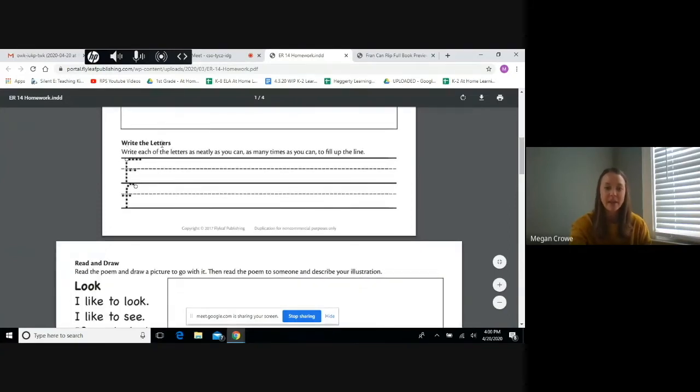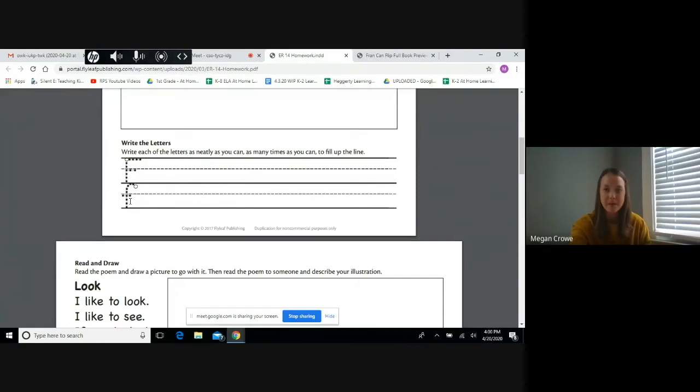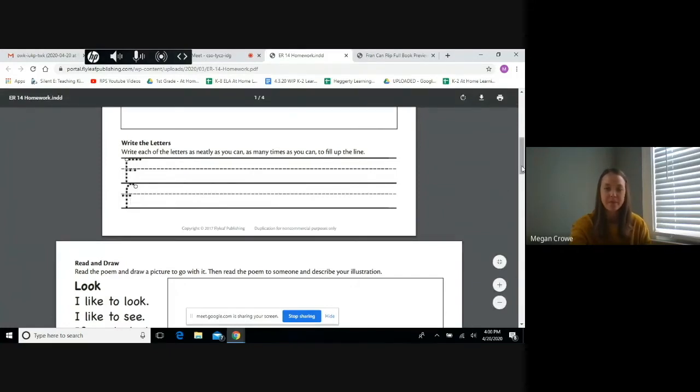Here it says write the letters. Write each of the letters as neatly as you can, as many times as you can to fill up the line. So we have the capital F and the lowercase f. Miss Crow is going to show you how you would write them on a piece of paper, or you can write them with your finger on your table.